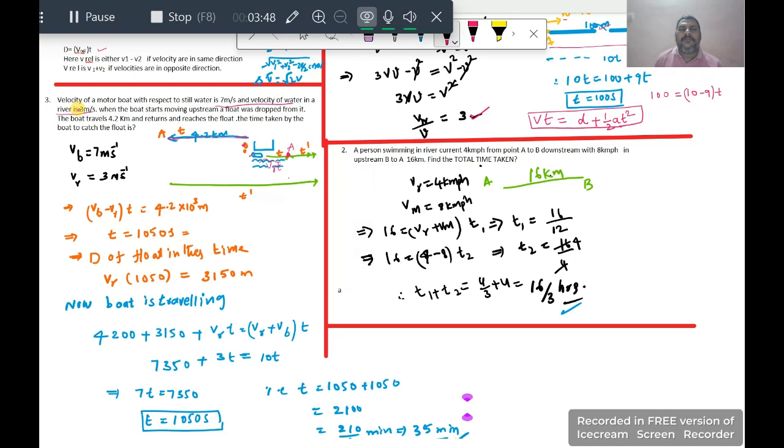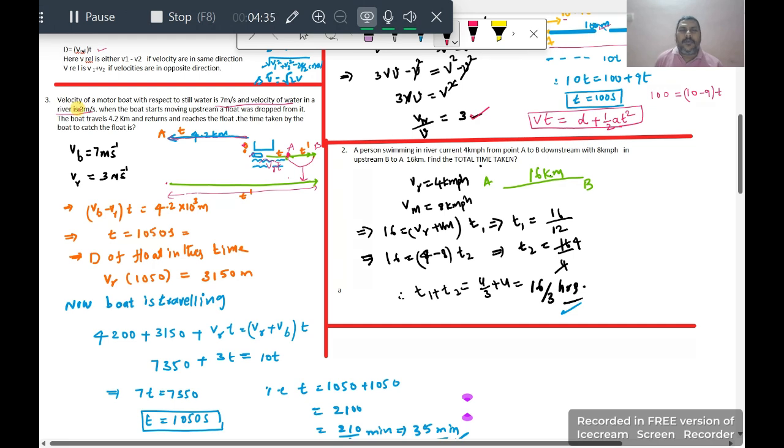So now the distance traveled by the float in this time is equal to VR, the velocity of the river, into this time. So that equals 3150 meters. So the float has traveled this distance. The boat traveled 4.2 kilometers in the same time. Now he is returning. We observe that the float is dropped and now he returns downstream. So now he will take less time. Means now the float is moving from A to B point, and the time taken from A to B is equal to the time taken by the boat to reach this one.